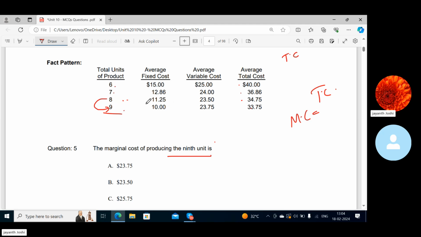So tell me, 34.75 into 8 is how much? 278. We got the total cost. And then for this, 303.75. What's the difference between these two, eighth and ninth? 25.75.